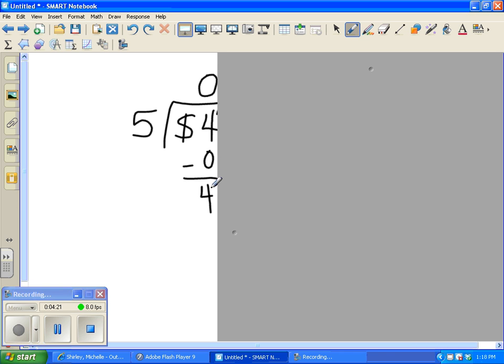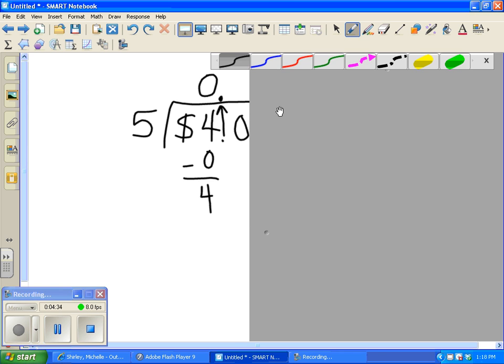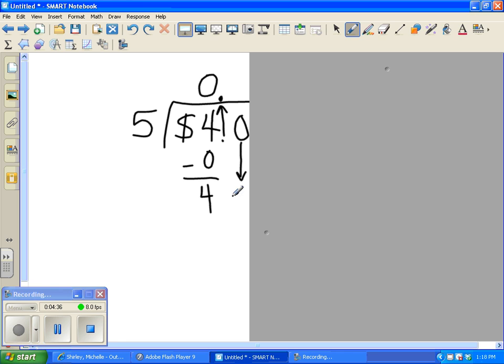Anytime I do the subtraction step, I know I'm okay if my subtraction answer is less than what's on the outside here. Okay? So subtract. Next step is to bring down. So I'm going to bring down my 0. Now I'm looking at 40. How many groups of 5 can I get out of 40? It's 8, isn't it? Because 8 times 5 is 40.